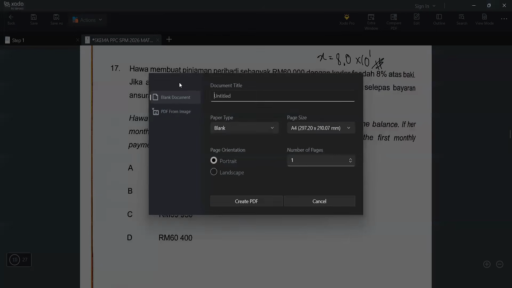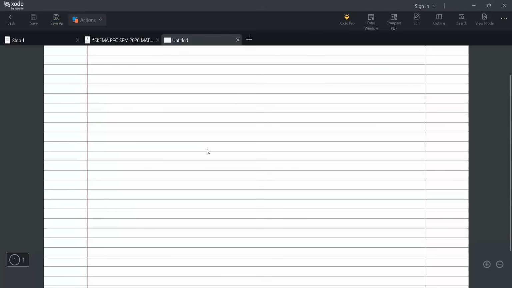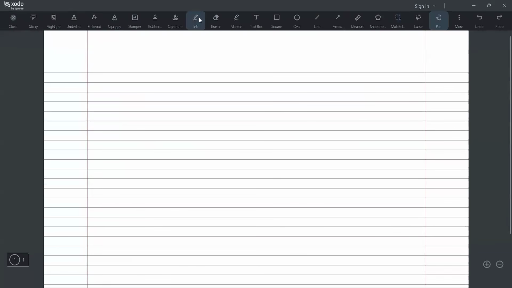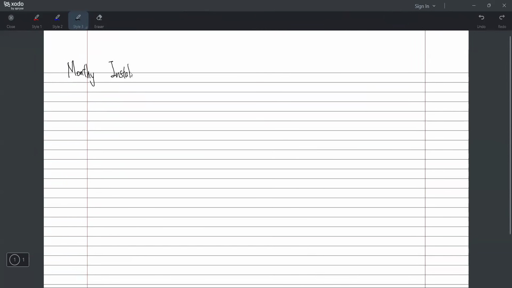So I'm just gonna open a new page and I'm gonna talk about how to calculate monthly installment. Okay. All right. The normal question looks like this. So monthly installment. Ansuran bulanan. So how do you find out the ansuran bulanan? First formula we have to use is this. A equals P plus PRT. Okay. And this PRT is the interest.